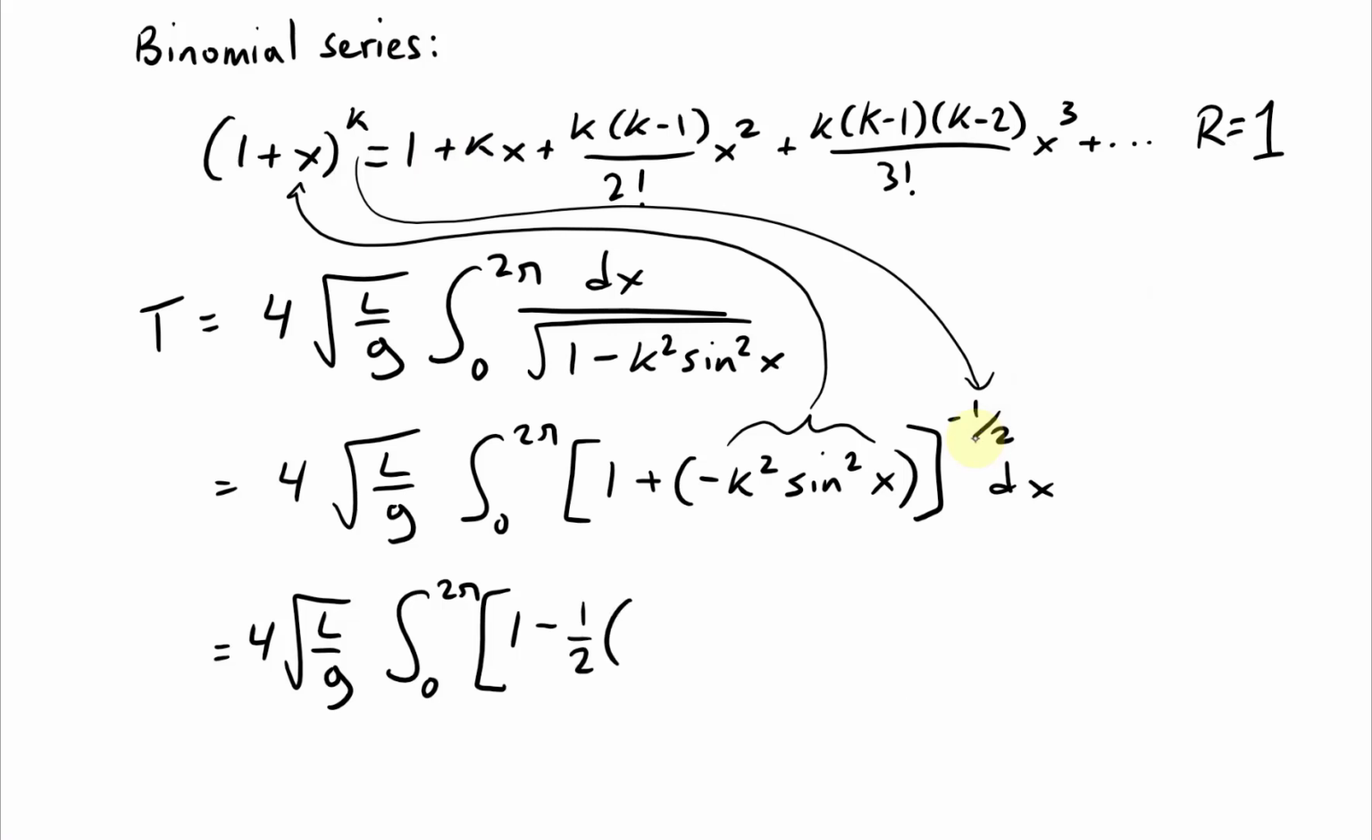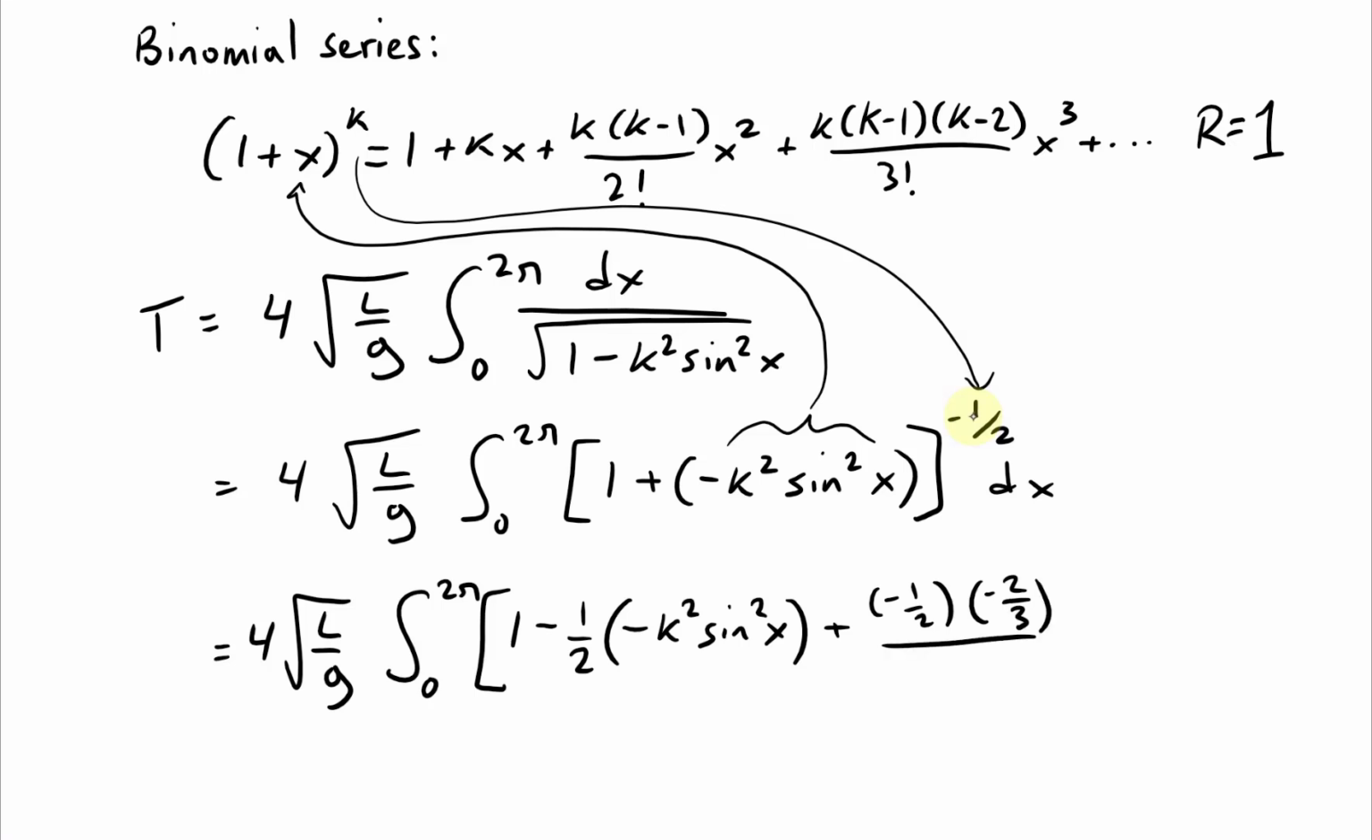Times it by, now we have a minus. This is our x now: k squared sine squared of x, that is our x value. Now it's going to be plus k, which is negative 1/2, times negative 1/2 minus 1, so that's going to be minus 3/2 over 2, which gives 3 over 8.